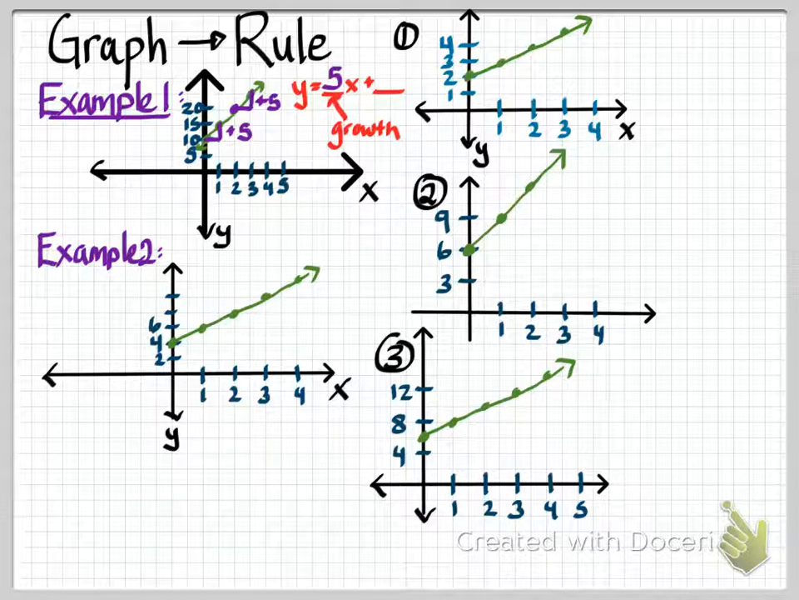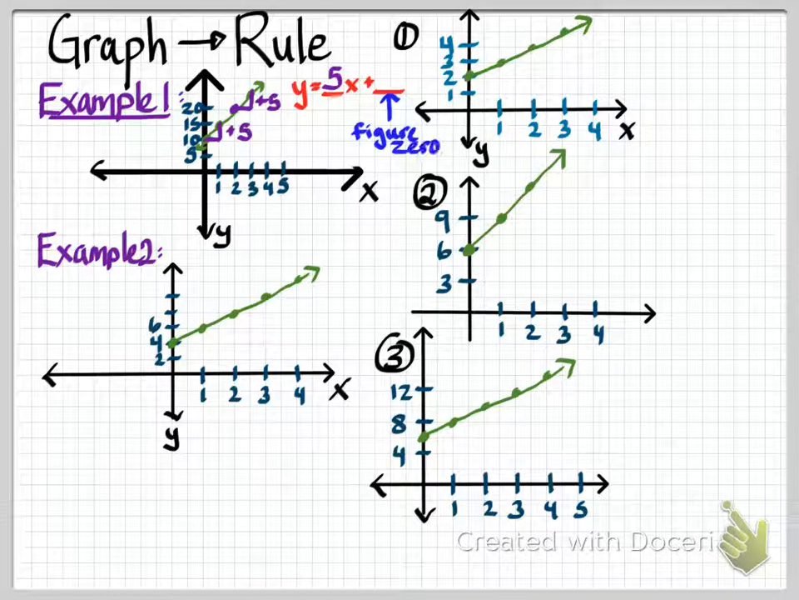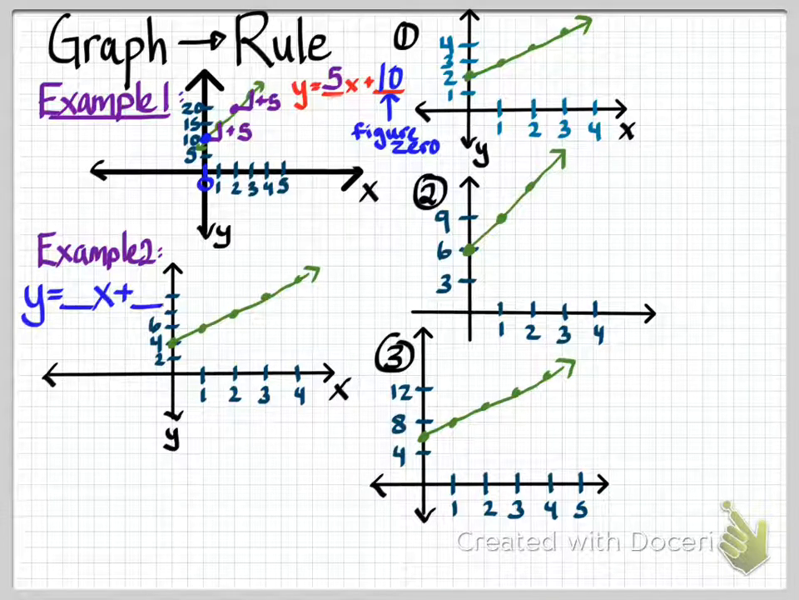Now, I found my growth, and I can add that into my rule. The next number I need to find is my figure 0, or my y-intercept. Figure 0 is, at 0, we go up to our line, and we see that it's at 10. So my rule is 5x plus 10, and I'm done. Find the growth, find figure 0, and you have your rule. Let's try it again with a different graph.